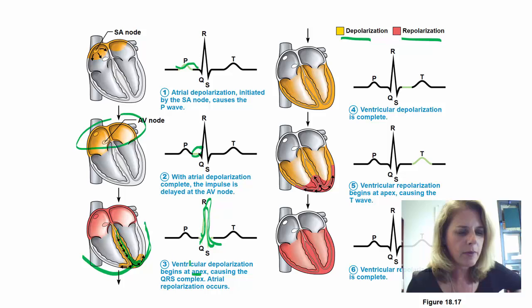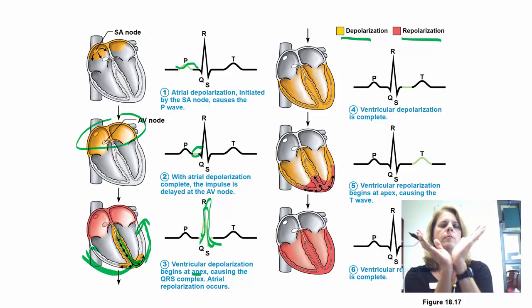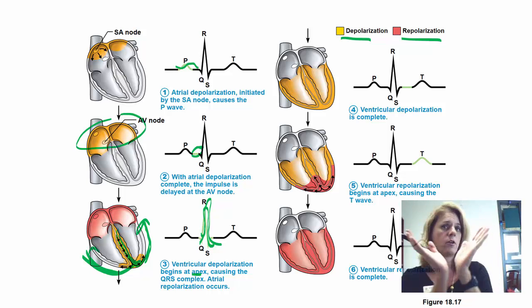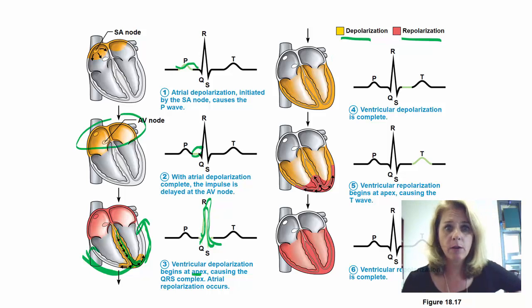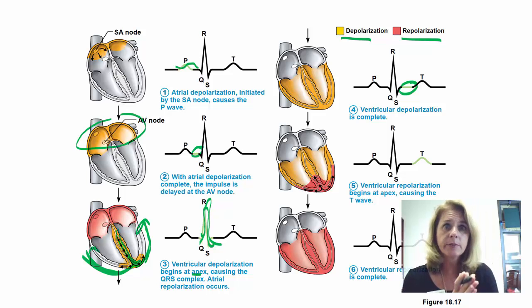And it begins at the apex and then moves back that way, because the heart, remember, it beats like that. So it depolarizes first here so that the heart will beat like that. So now the entire ventricle is depolarized. You've got that pause because now you need the heart to contract. You need it to actually physically contract.